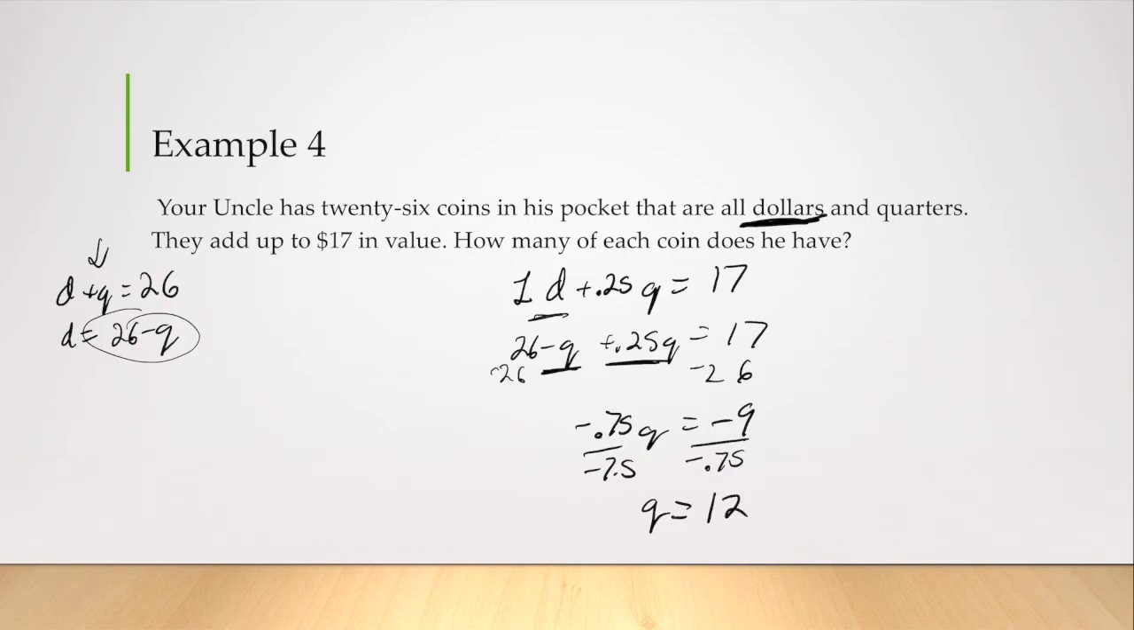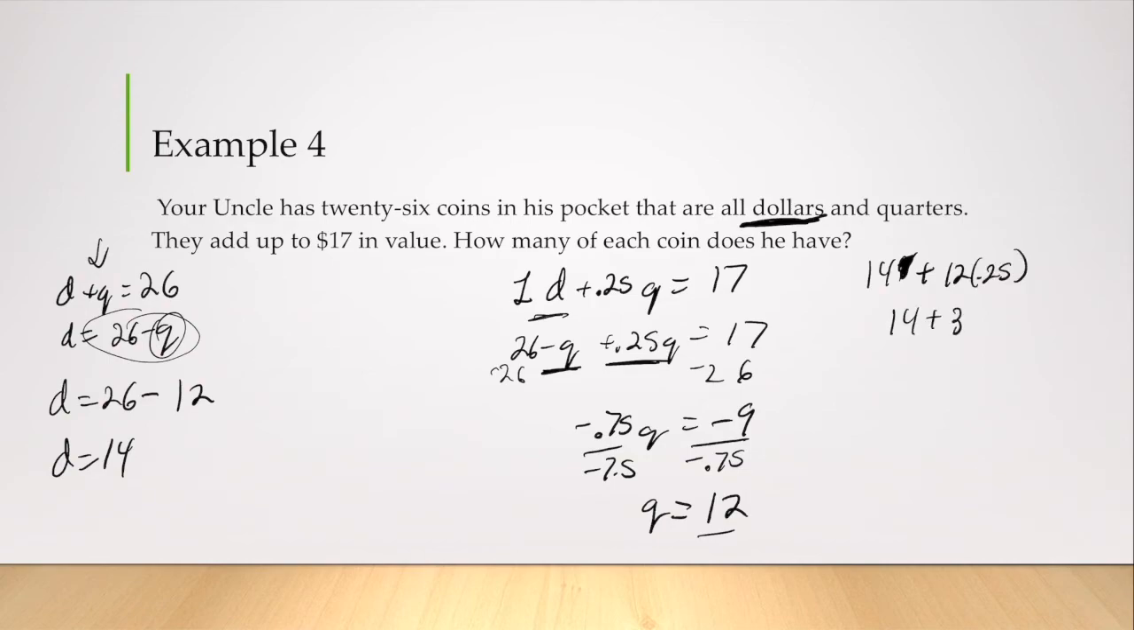So there are 12 quarters. How many dollars are there? Well, remember, dollars plus quarters is 26. So dollars is 26 minus my number of quarters, which is 12. So I get dollars equals 14. Let's check our answer. If I have $14 plus 12 quarters, which are each worth 25 cents, that gives me 14 plus 3, which is $17. Awesome, we checked our answer. So final answer is I have 12 quarters and 14 dollar coins.